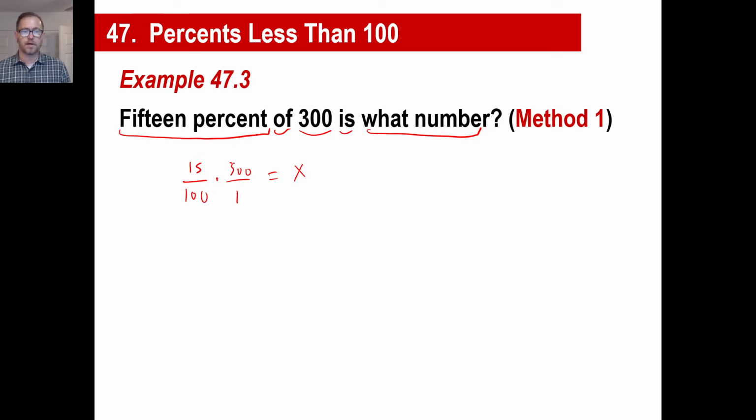So if you went, oh, I can knock this out. 300 over 100, that's just 3 over 1. So 15 times 3 is your answer. So that's going to be 45. There you go.